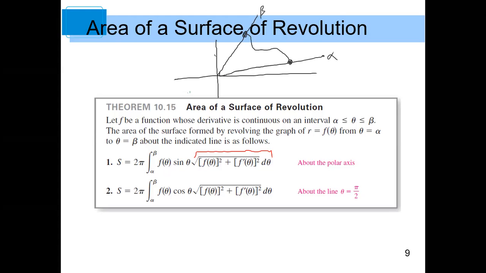Which axis is the polar axis? That's this one down here, okay? They're saying to revolve around this guy right here. That's the polar axis, okay? And if I do that and revolve this thing around, I'm going to get little discs like this.